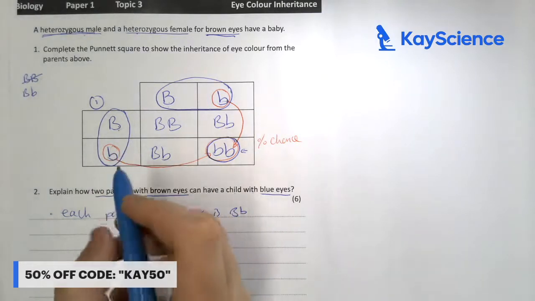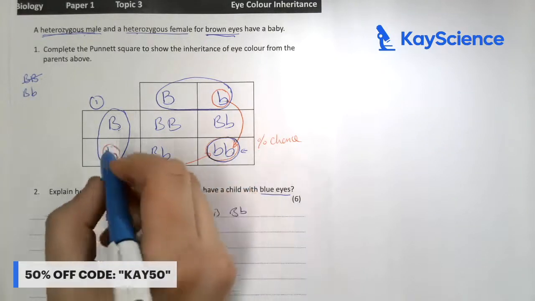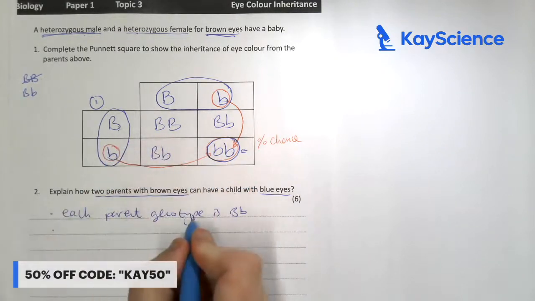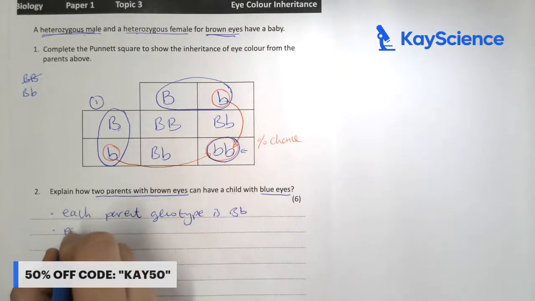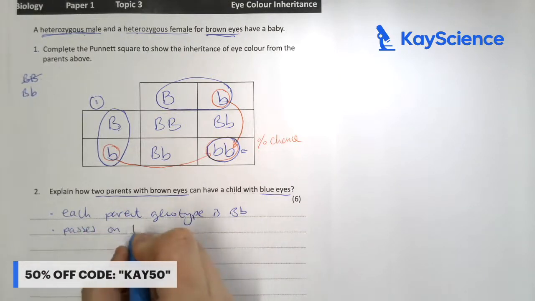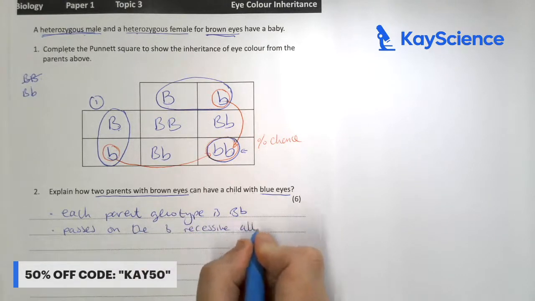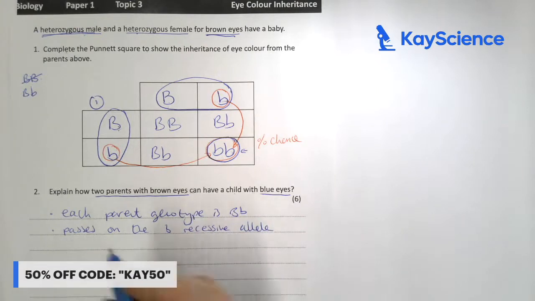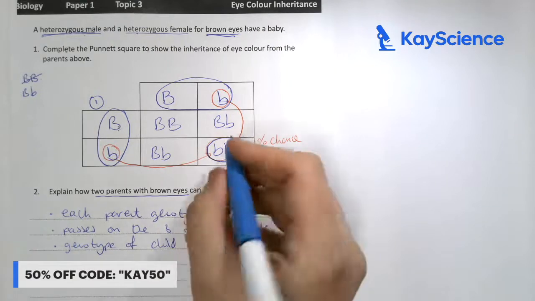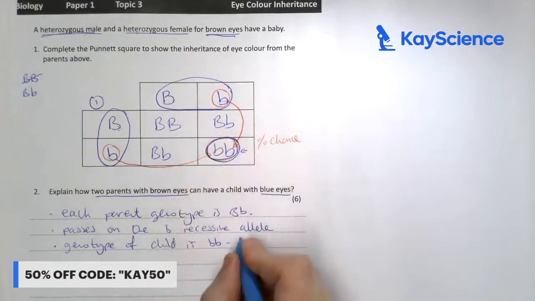And then you need to explain how you get a blue-eyed baby. Each parent's genotype is big B, little b. Each parent passes on the small b recessive allele. So that's each parent passes on the small b recessive allele. The genotype of the child is little b, little b. So you've now stated the genotype, which means it has blue eyes.